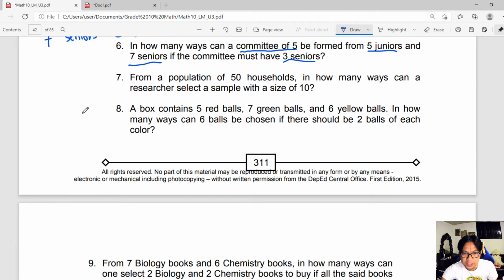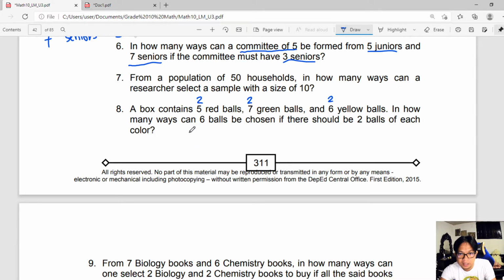Okay, let's proceed with number 8. A box contains 5 red balls, 7 green balls, and 6 yellow balls. In how many ways can 6 balls be chosen if there should be 2 balls of each color? So, ibig sabihin, dito kailangan natin ng dalawang ball, dalawang ball, dalawang ball.